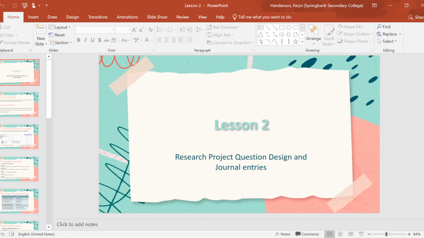So today we're getting on with lesson 2. This is going to build upon what we did in lesson 1, which was your brainstorming. We're going to look at question design, and I'm also going to get you to start doing some journal entries, which I'll explain along the way. You will also need 3 handouts today to help you along the way.